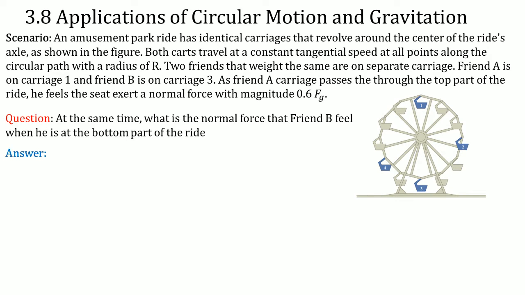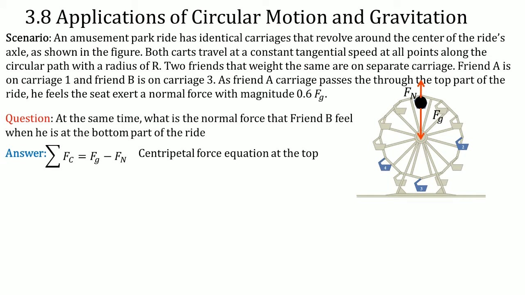Here's the answer. We'll start by looking at the free body diagram. So at the top, force of gravity is pulling it down, and force normal is pushing it up. So here, the centripetal force, Fc, is made up of two forces, Fg, which is positive because it's pointing towards the center of the circle, minus Fn, which is pointing away from the center. This is the centripetal force equation at the top of the loop.